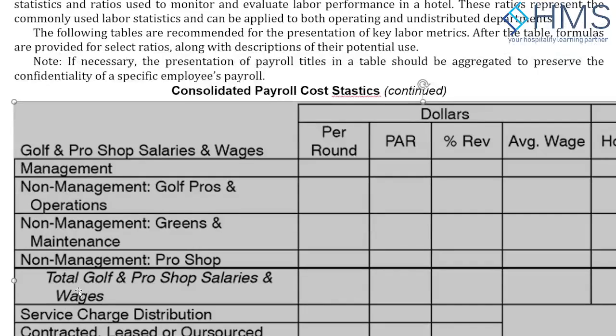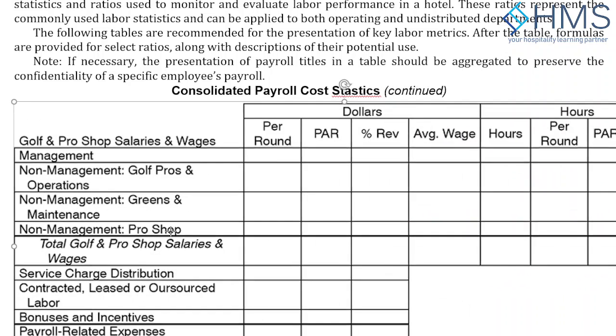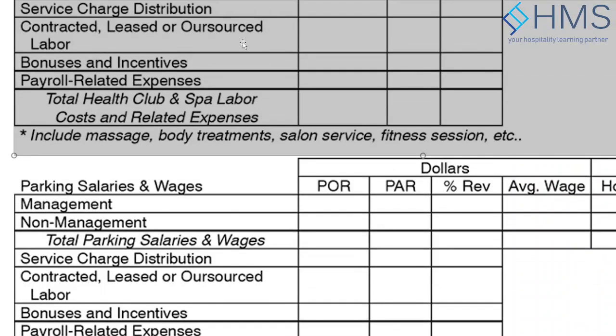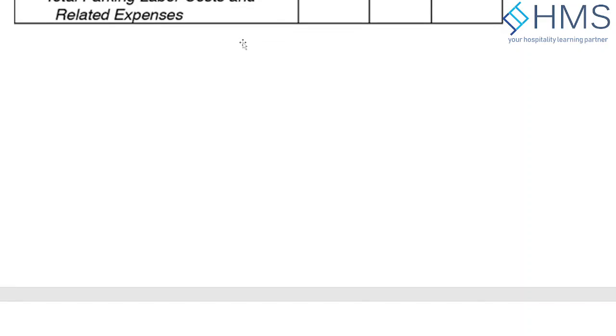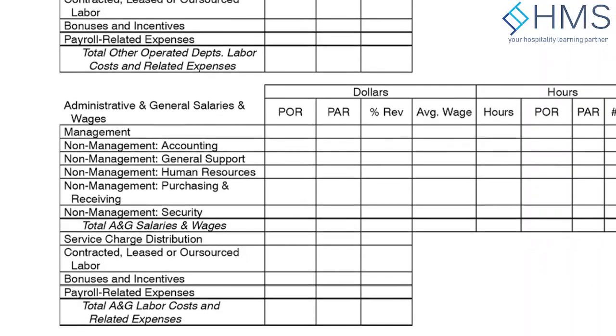Then you have the labor cost matrix. Labor cost matrix is also by the management and non-management, and then you have it in terms of amount and in terms of hours, right? So that's just an example of golf course. Other departments have their own labor cost statistics. So golf course, parking, other operating departments, A&G, they have their own department statistics. Are your hotels following this or not?